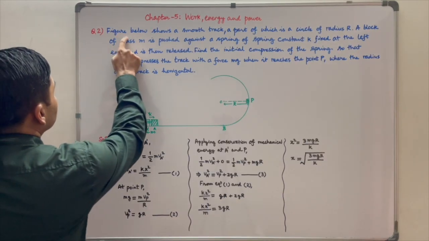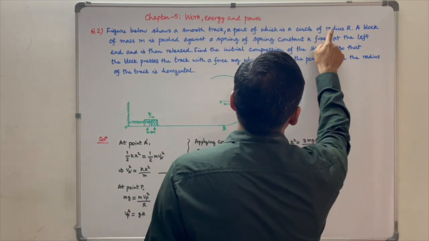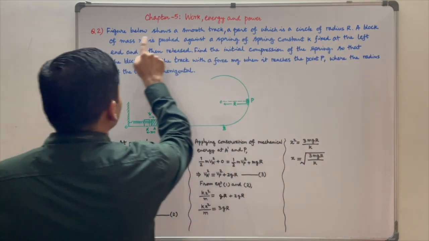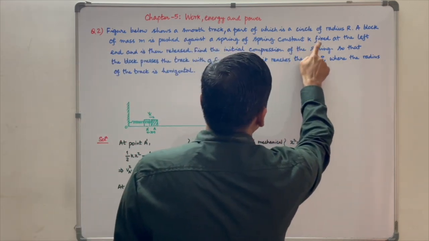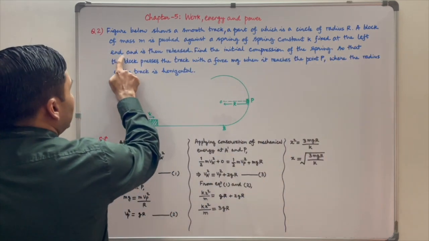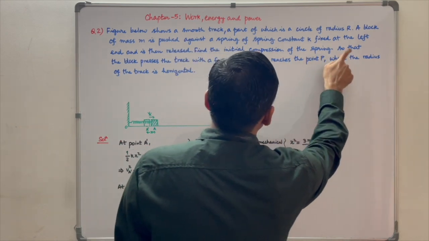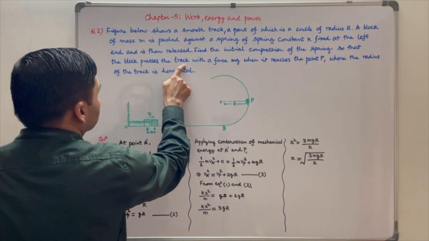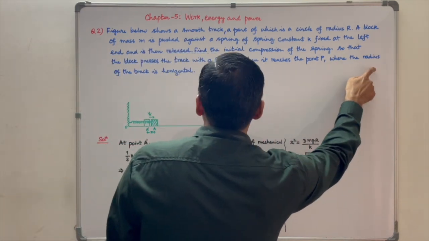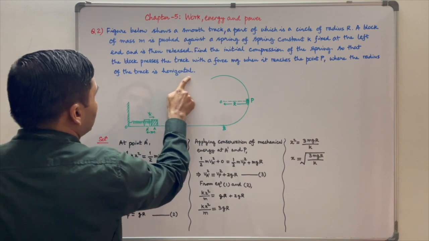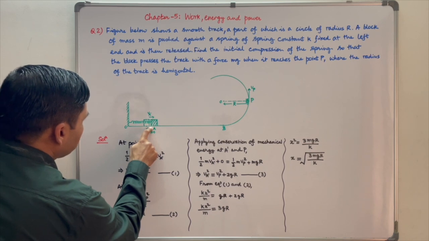Second question, figure below shows a smooth track, a part of which is a circle of radius r. A block of mass m is pushed against a spring of spring constant k, fixed at the left end, and is then released. Find the initial compression of the spring so that the block presses the track with a force mg when it reaches the point P, where the radius of the track is horizontal. This is the figure given. Suppose a block of mass m is kept at A.